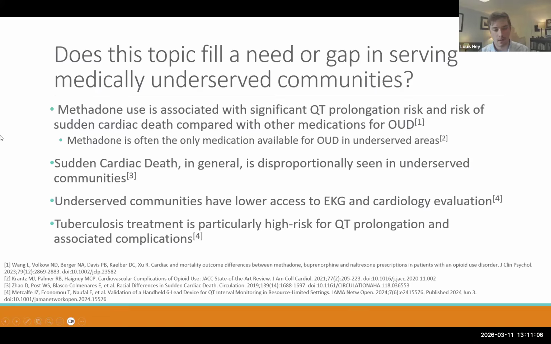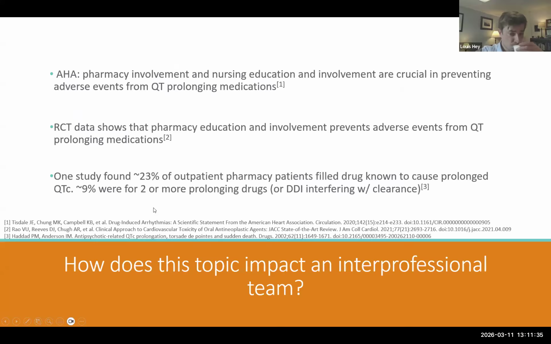Sudden cardiac death, from all causes, is disproportionately seen in underserved communities. Underserved communities obviously have lower access to EKG and cardiology referrals. And then tuberculosis treatment, just because of the antibiotic regimen, is very high risk for QT prolongation and torsades, and tuberculosis obviously affects underserved populations at a much higher rate.